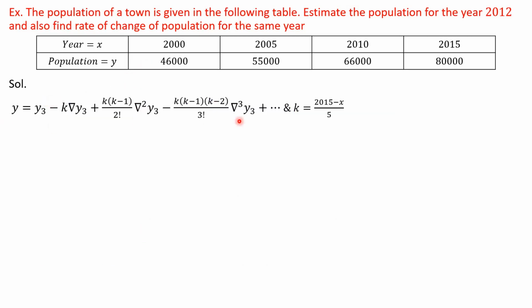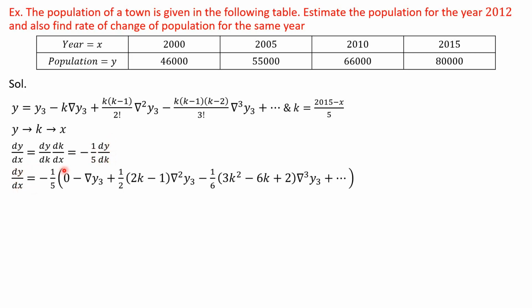this is our Newton's backward difference polynomial. Now we have to find dy by dx. Now see, y is in terms of k, and k is a function of x. It is (2015 minus x) upon 5. So y is a function of k and k is a function of x. Therefore by chain rule, dy by dx, that we have to find, the rate of change of population, is dy by dk into dk by dx. From this, dk by dx is minus 1 by 5. So dy by dx will be minus 1 by 5 times dy by dk.